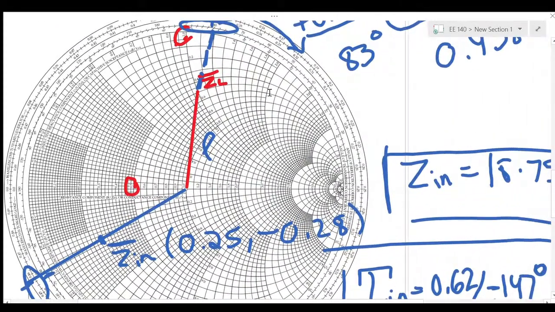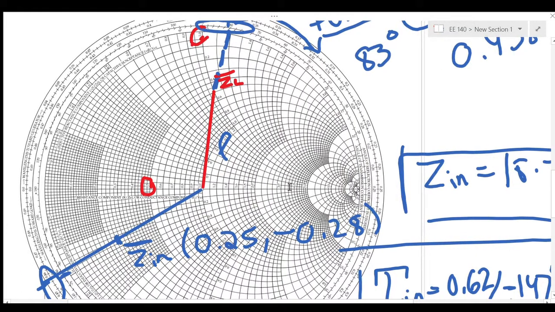So first we normalize our Z load, and then we plot it on our Smith chart. This is our real part, and then this circle right here is our imaginary. So we find 0.5, then we find 1. We make that point, which is our ZL. From ZL, we draw a line to the origin. Wait, no. I think that's, yeah.